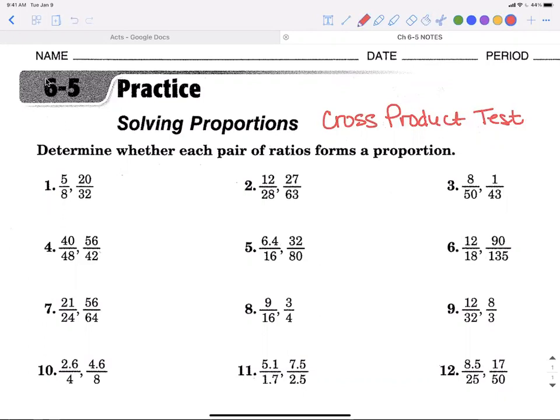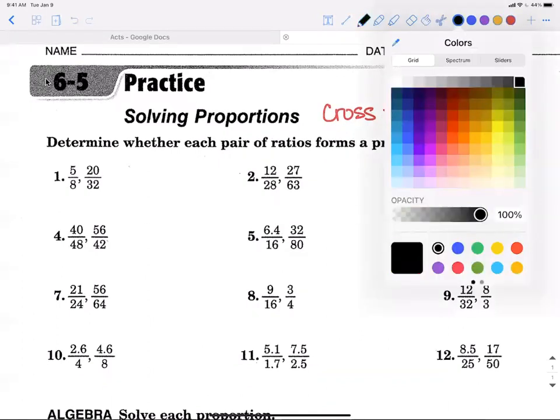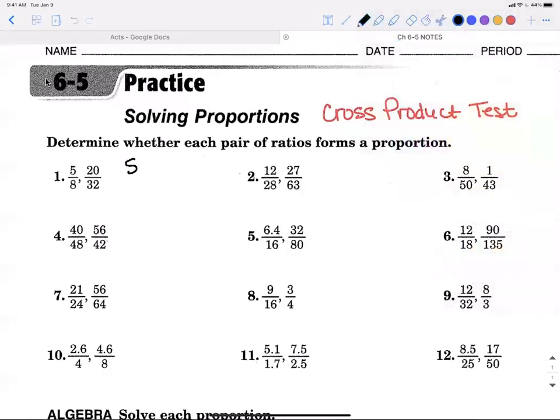So if we want to know if two fractions are proportional, and they don't just jump right out at you or aren't pretty easy to reduce, like 1/2 and 4/8, those are all the ones that we did on Friday, very, very simple. What we're going to do is set the two fractions up equal to each other, and then we know how to do the cross product. So we're going to do 5/8 equals 20/32.